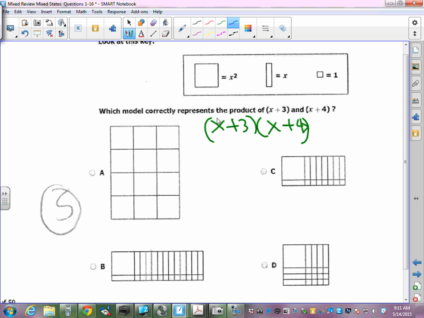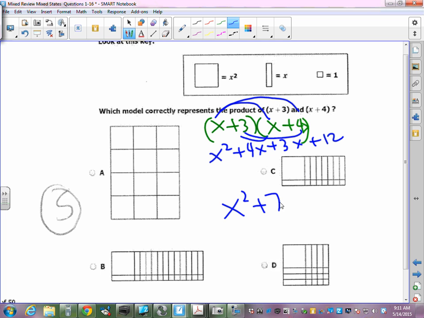So multiplying, x times x would be x squared, x times 4 would be 4x, 3 times x would be 3x, and 3 times 4 is 12. And that's going to be what? x squared plus 7x plus 12. Okay, and I have to think now.